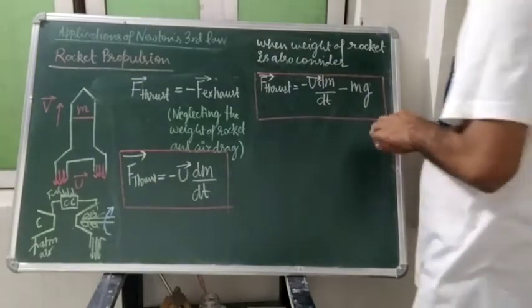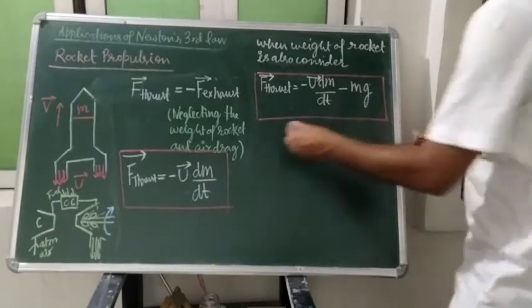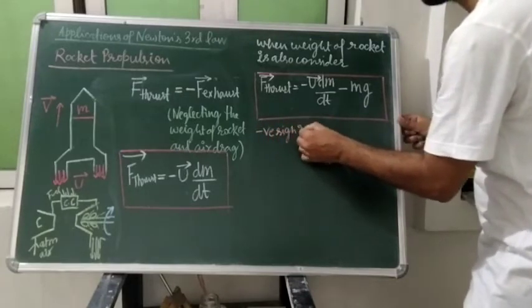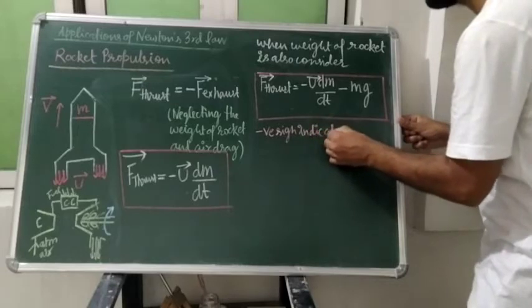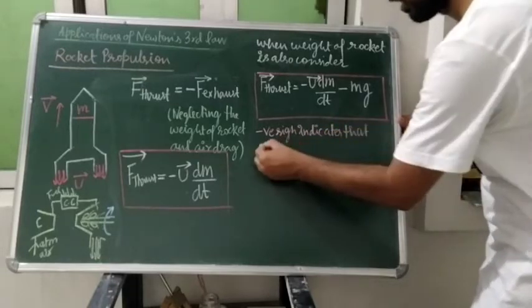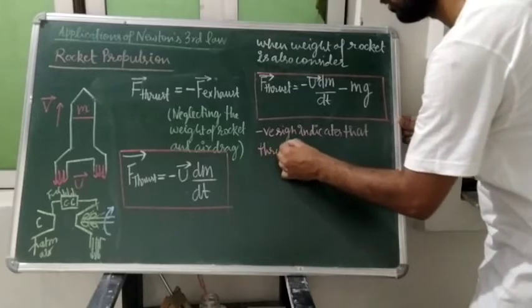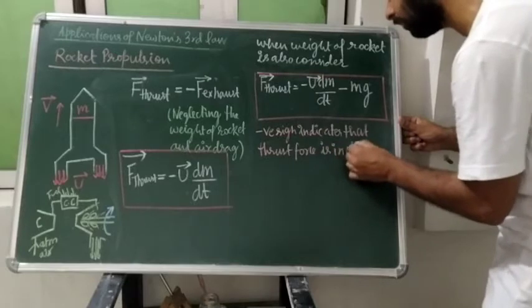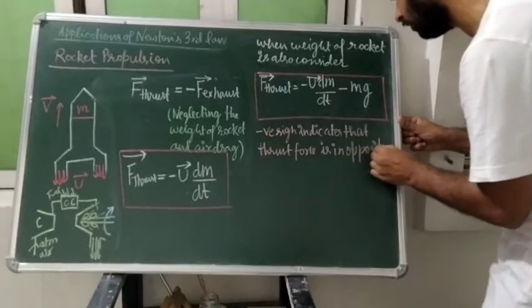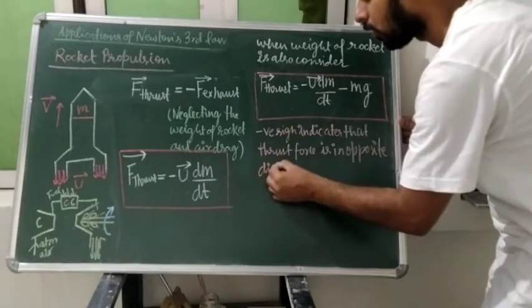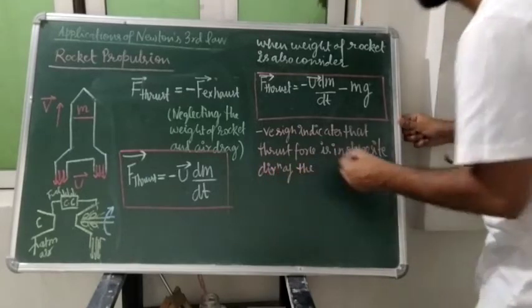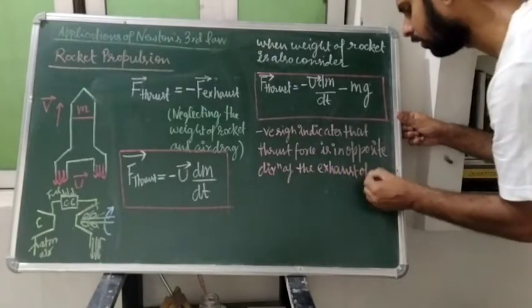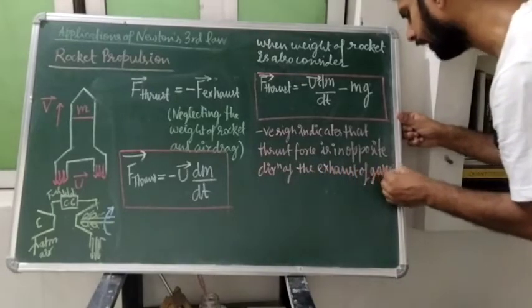So you will say that the negative sign indicates that thrust force is in the opposite direction of the exhaust of gases. Getting?